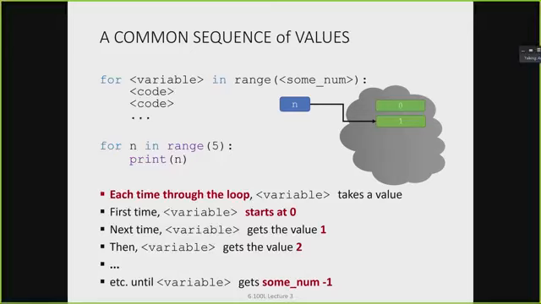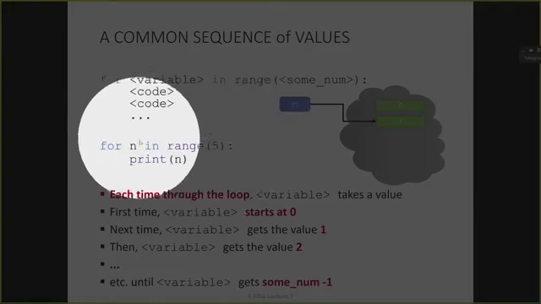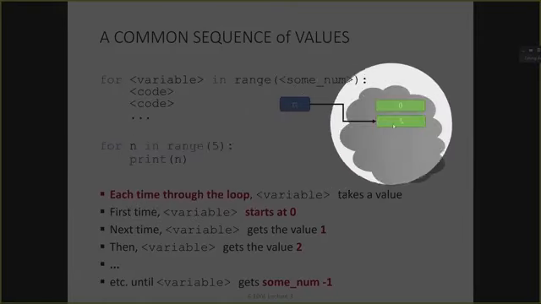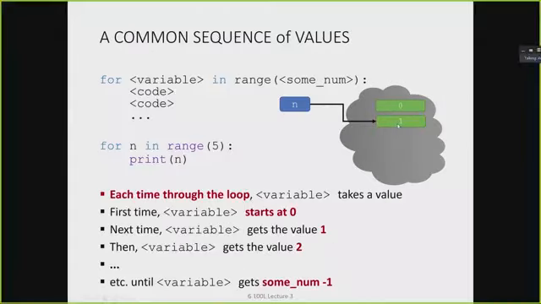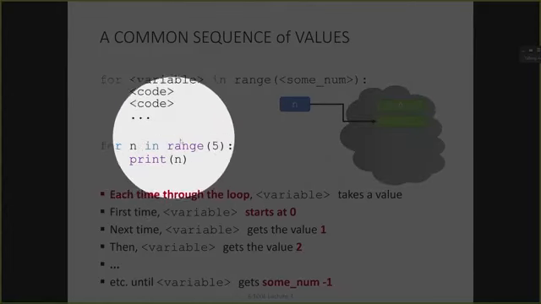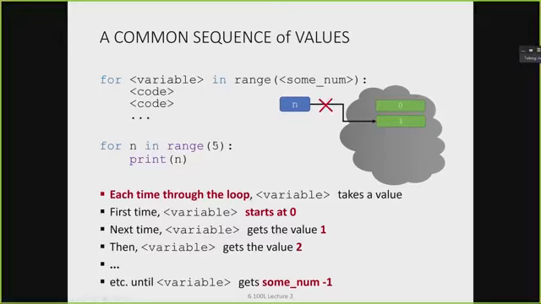OK, I've made n 1. Now what do you want me to do? Well, I'm going to execute whatever's indented, print n. So I'm going to print 1. So I've already printed 0, then I've printed 1. I'm finished executing the code inside the loop, so now n is going to get the next value in the sequence. Lose the binding from 1, and you get 2. And so on and so on, and by the end, this program will have printed 0, 1, 2, 3, and 4. Every single value in my range.